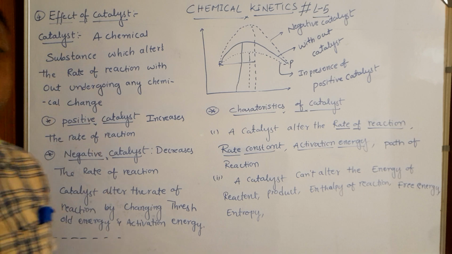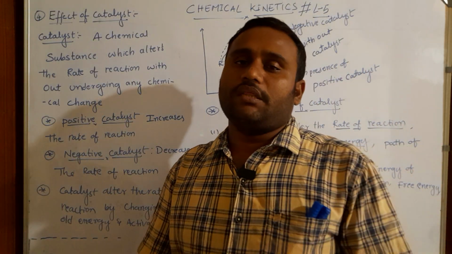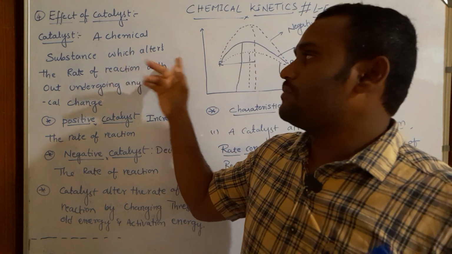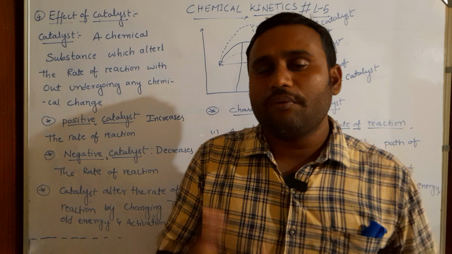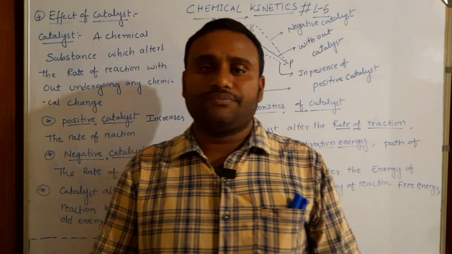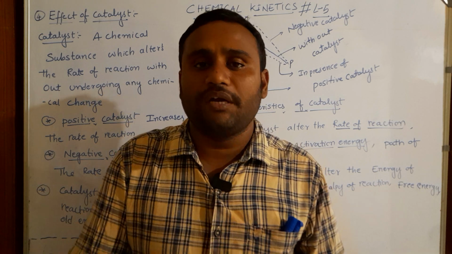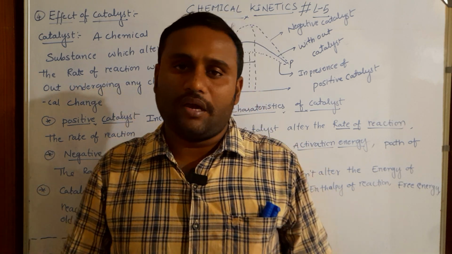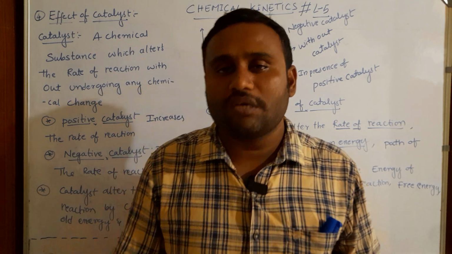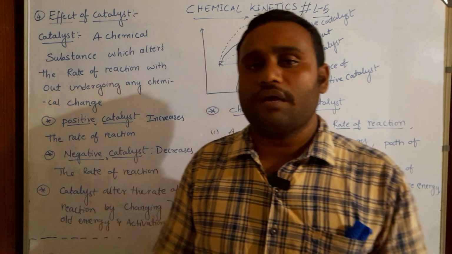of catalyst. So here, what is a catalyst? A catalyst is nothing but a chemical substance which alters the rate of reaction. So what is the meaning of altering the rate of reaction? It can increase the rate of reaction, which means it can speed up the rate of reaction, or it can slow down the rate of reaction. Means it may increase the rate of reaction, it may decrease the rate of reaction.